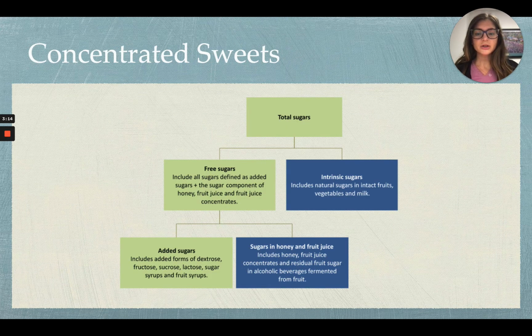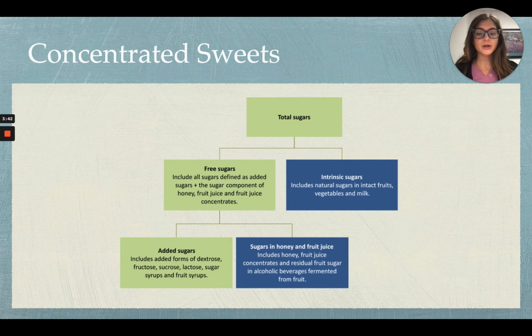And so for concentrated sweets, we have a diagram here. At the very top we have total sugars, and within total sugars there are two different types. We have free sugars, which include all sugars defined as added sugars or the sugar component of items such as honey and fruit juice concentrates. And then we have intrinsic sugars. These are naturally occurring sugars that are within fruits, vegetables, and milk.